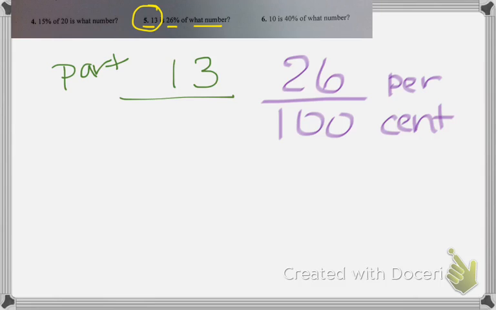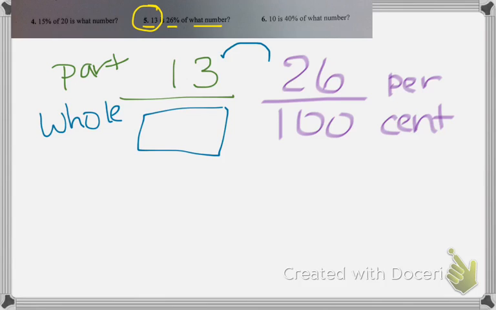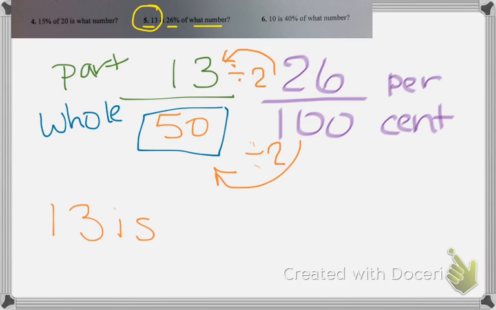Then we need the number that is going to be the whole number. So that's actually what we're solving for. We're going to solve for the whole number. So now, which way do I need to go? I need to get from 26 to 13 because I need to get from 100 to my answer. So to get from 26 to 13, I'm going to divide by 2. And to get from 100 to my answer, I'm going to divide by 2. So 100 divided by 2 is 50. So the way that you would write that answer is 13 is 26% of 50.